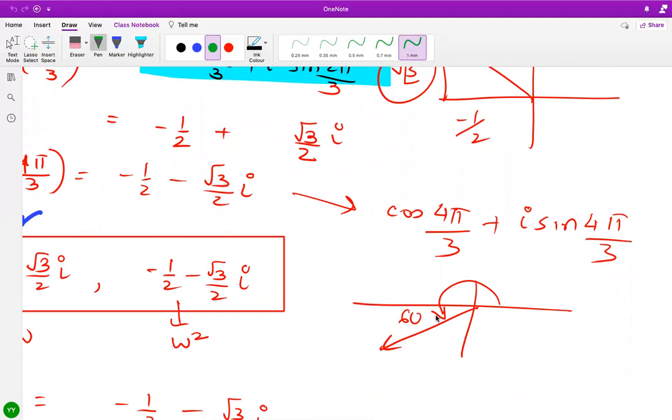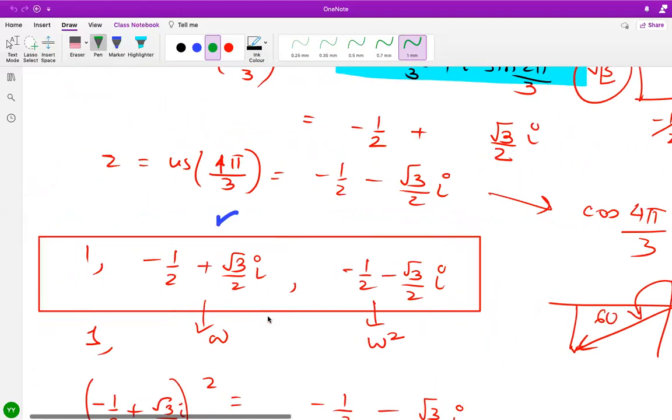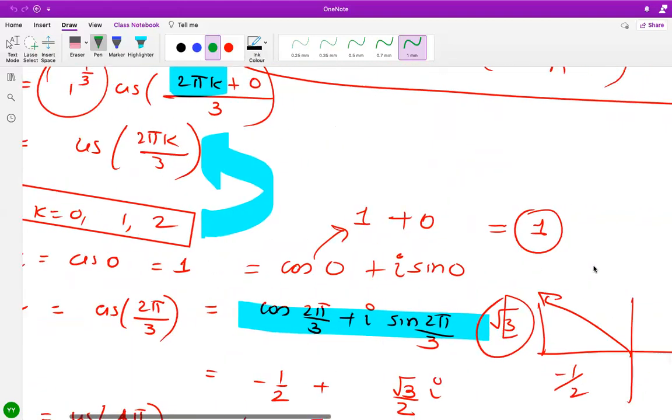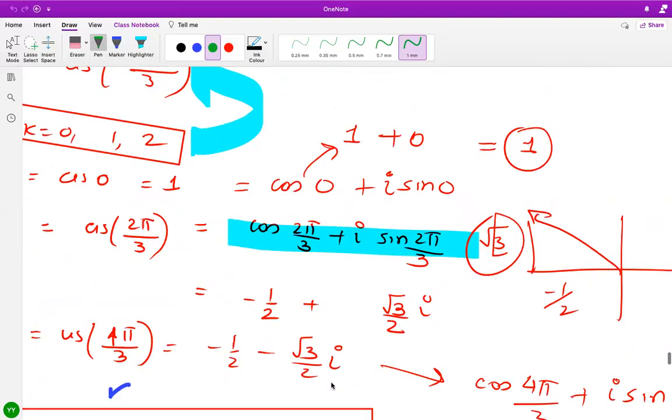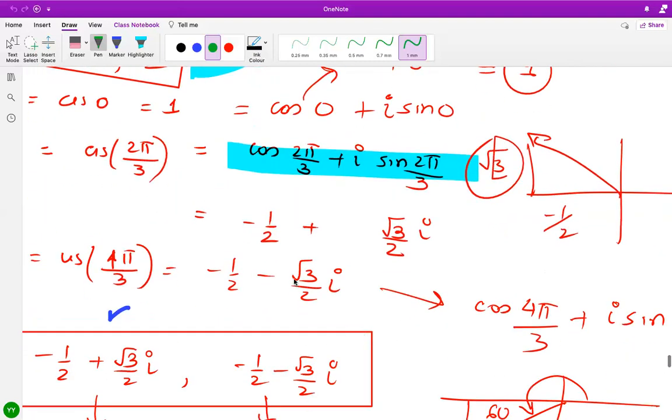Both the ratios are going to be negative, sine as well as cos, because it's in quadrant number 3. So that's why it is cos 60, but it's negative, and sin 60, that's negative again, because it's in quadrant number 3. So eventually, just to summarize, we got 3 roots. Number 1 is this, number 2 is this, and number 3 is this.